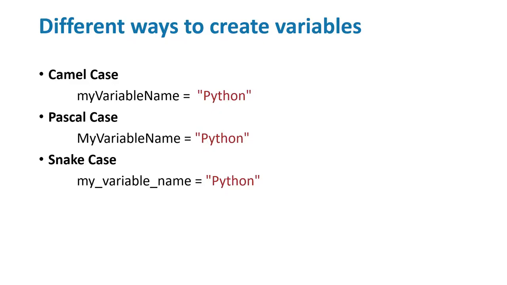Next is Pascal case. In Pascal case, all the characters at the beginning of the meaningful names are capital letters. The only difference here is that even the first character is capital. So my M is capital, V is capital, N is capital. This is another way of creating a meaningful variable name. And then the next one is snake case, where you separate the meaningful names using an underscore. So these are different ways in which you can create variables.